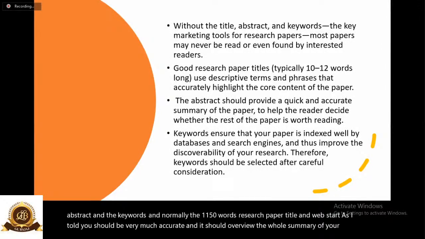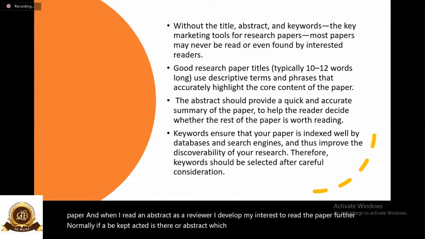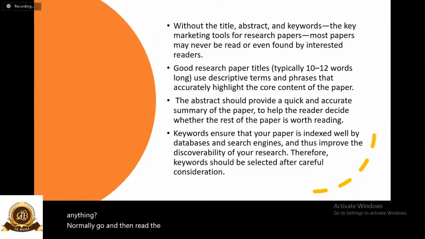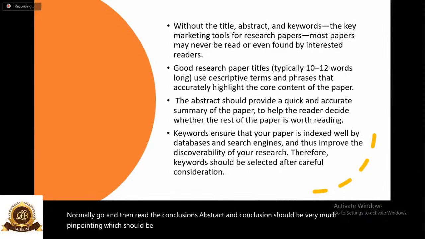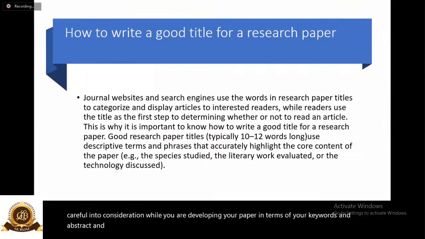When I read an abstract as a reviewer, I develop my interest to read the paper further. Normally if a weak abstract is there, or an abstract which is not serving the purpose of anything, I normally go and read the conclusion. So abstract and conclusion should be very much pinpointing, focusing on the work that has been done. So you need to be very careful while you are developing your paper in terms of your keywords, abstract, and title.